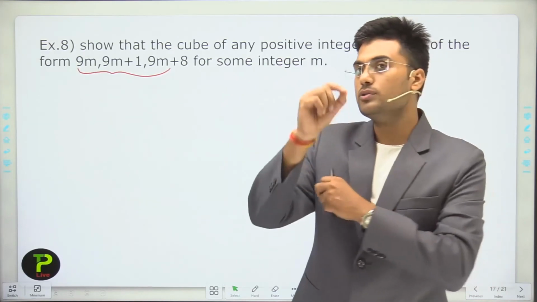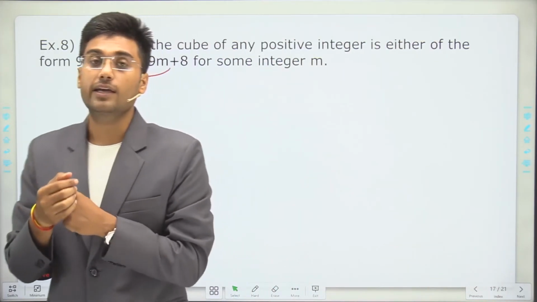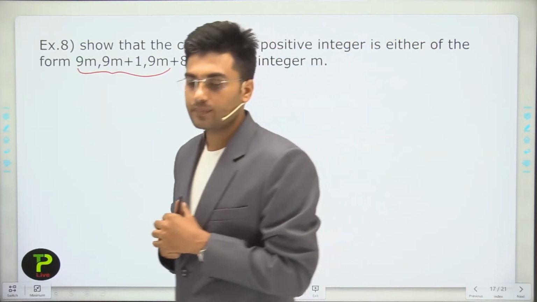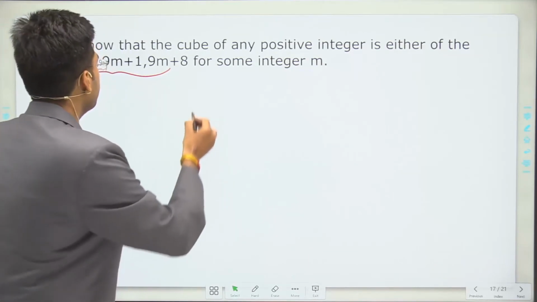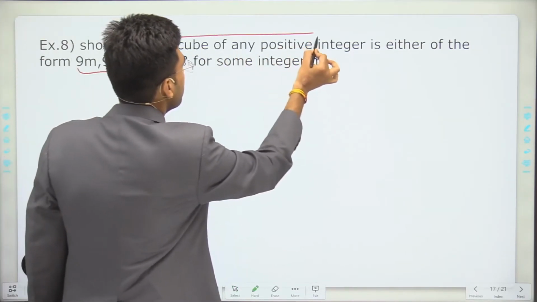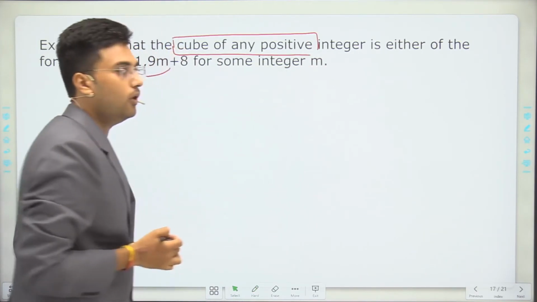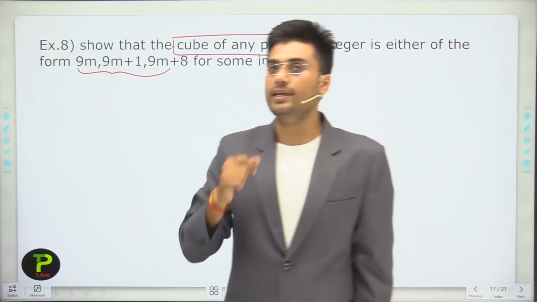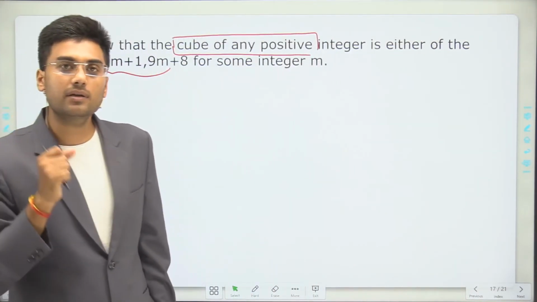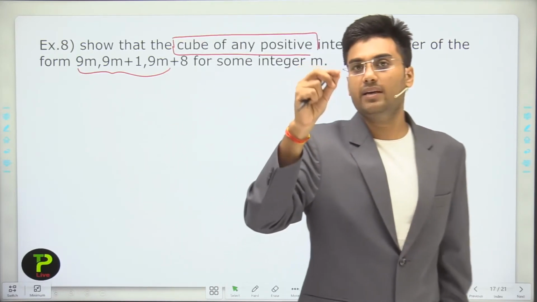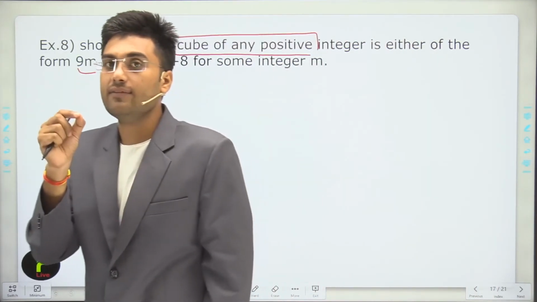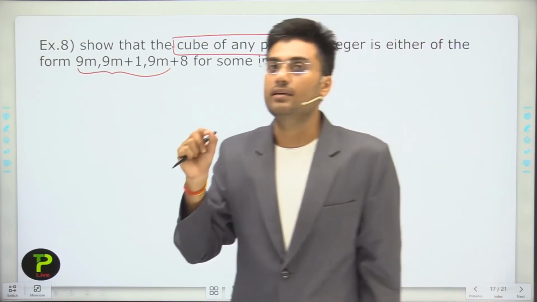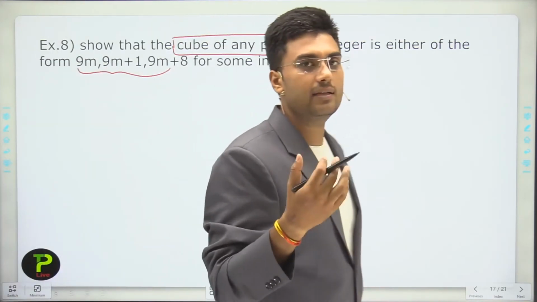But students, if you choose b is equal to 9, then you will get 9 cases, so your solution is too lengthy. In the question it is given that the cube of any positive integer. So if you take b is equal to 3, then you have to cube the number, and when you cube the number, 3 becomes 27, and in 27 we have 9 also, because 27 is equal to 9 multiplied by 3. If we take b is equal to 3, then we can solve this question.